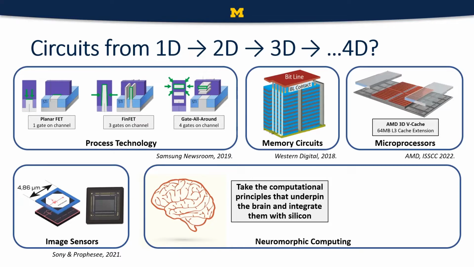And so it turns out that the brain does that as well. Our neurons are communicating via action potentials or voltage bursts called spikes. So I'm trying to take the computational principles that underpin the brain and integrate them in silicon and into algorithms. So there's a few ways that we've been looking at this, right?